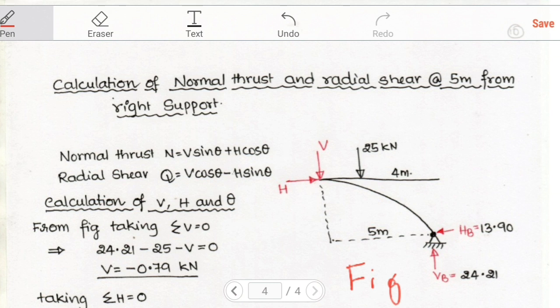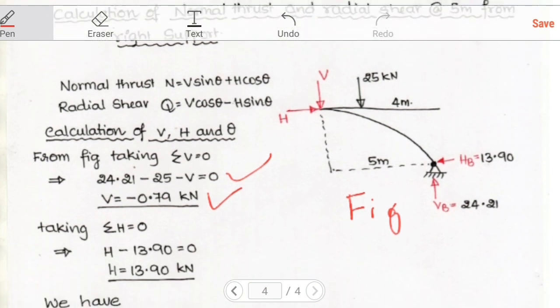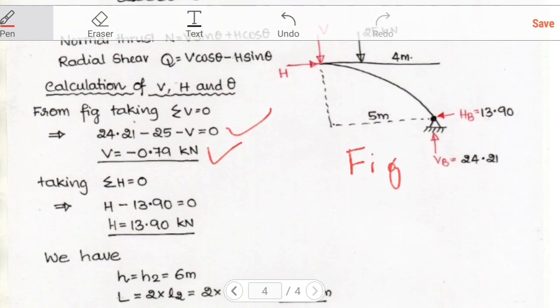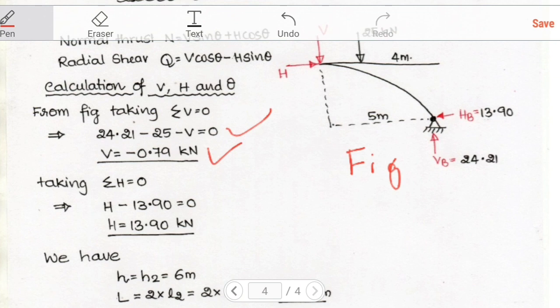For this particular figure we will apply summation of V is equal to 0. When we apply summation of V is equal to 0, we have 3 vertical forces. VB is moving upward, 25 is acting downside, and V is also acting downside. The answer for VB is 24.21, and when you substitute, you will get the answer for V as minus 0.79. Similarly, we will apply summation of H is equal to 0 for this particular figure. We have only 2 horizontal forces, one is H, the second one is 13.90. When you substitute, you will get the answer for H as 13.90.